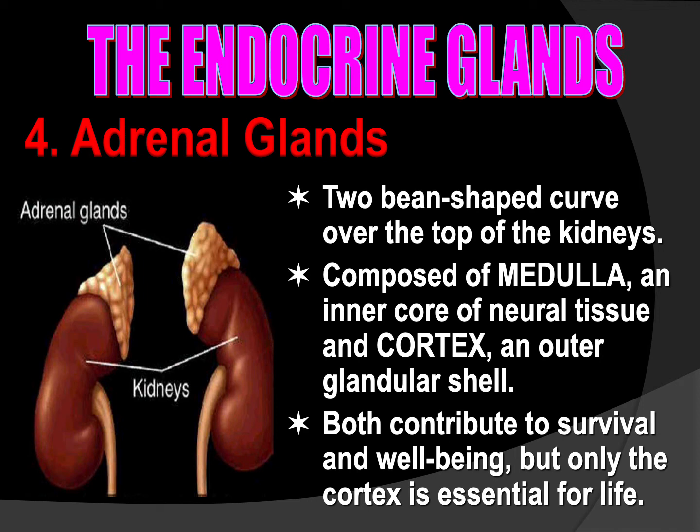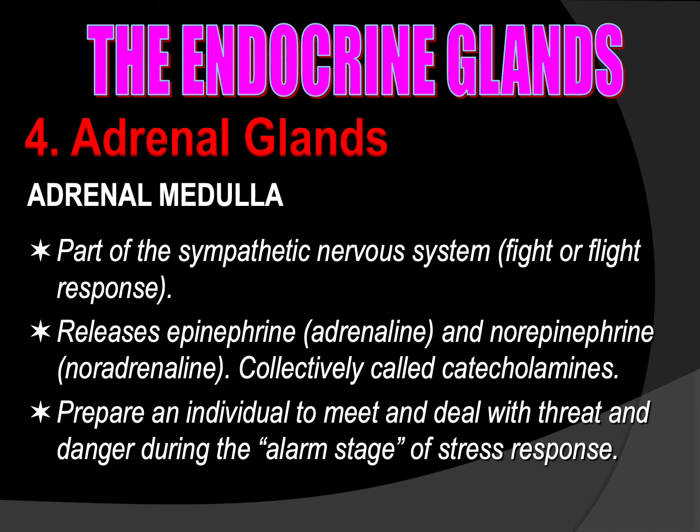Again, although each adrenal gland looks like a single organ, it is structurally and functionally two endocrine organs in one, the medulla and the cortex. Both contribute to survival and well-being, but only the cortex is very essential for life. First, the adrenal medulla is a part of the sympathetic nervous system fight or flight response.